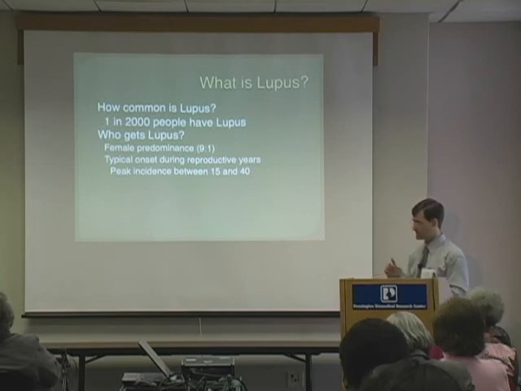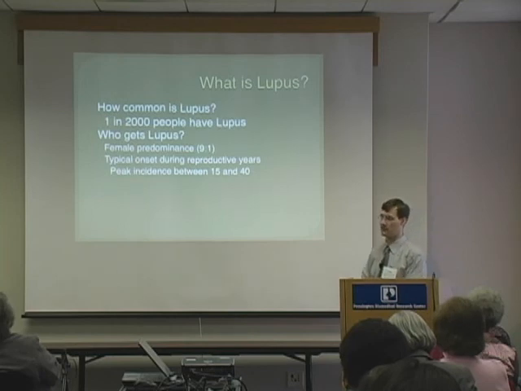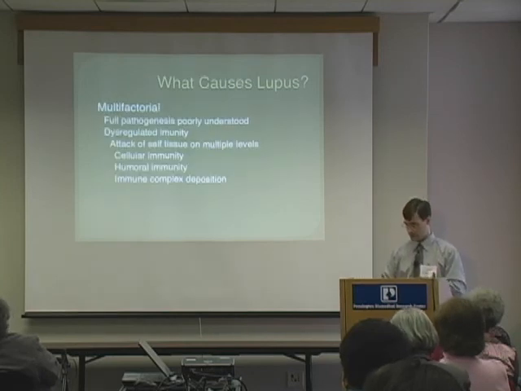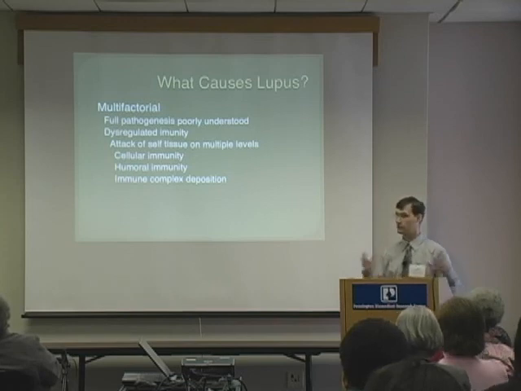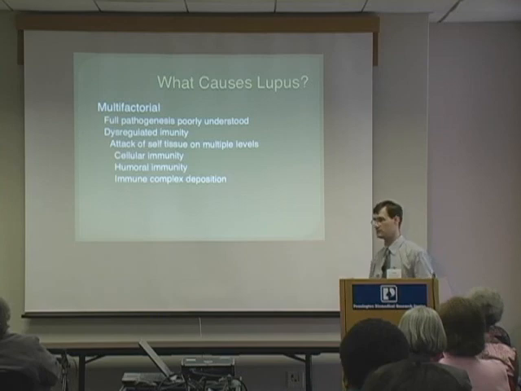Female predominance, 9-to-1. You'll see that a lot with immune diseases, that they are more female predominant. There's only a couple of them that are male predominant. What causes it? Again, the full pathogenesis is poorly understood. There are multiple causes and multiple parts of the immune system involved.